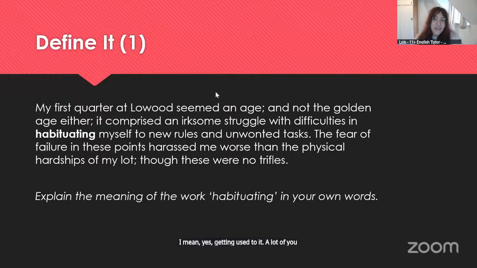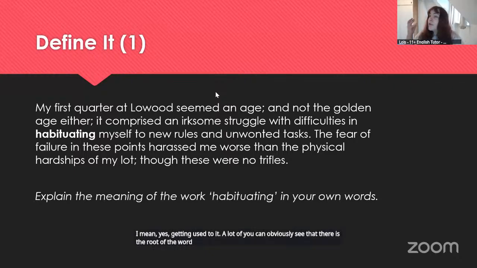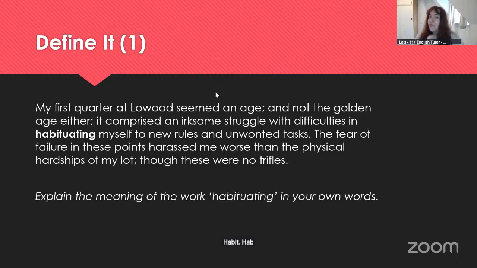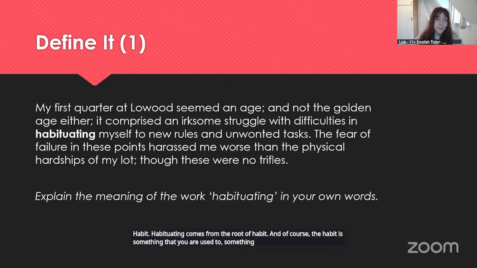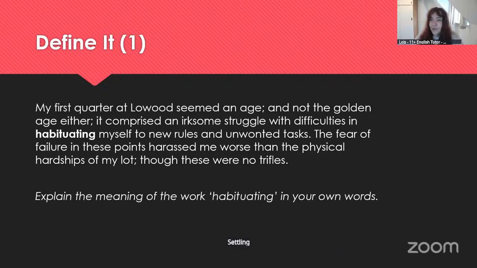A lot of you can obviously see that there is the root of the word habit. Habituating comes from the root of habit. And of course, the habit is something that you are used to, something you do all the time. Settling in, yes, good. Warming up to the routine, yes, that's it. Getting used to it. Okay, excellent. Understanding what to do, exactly.